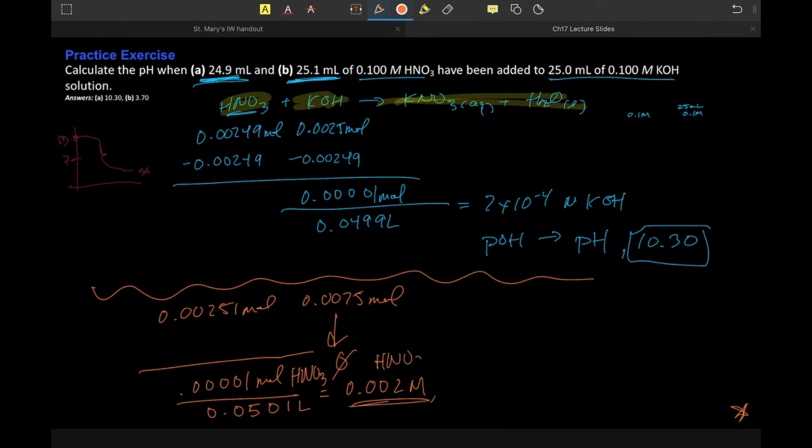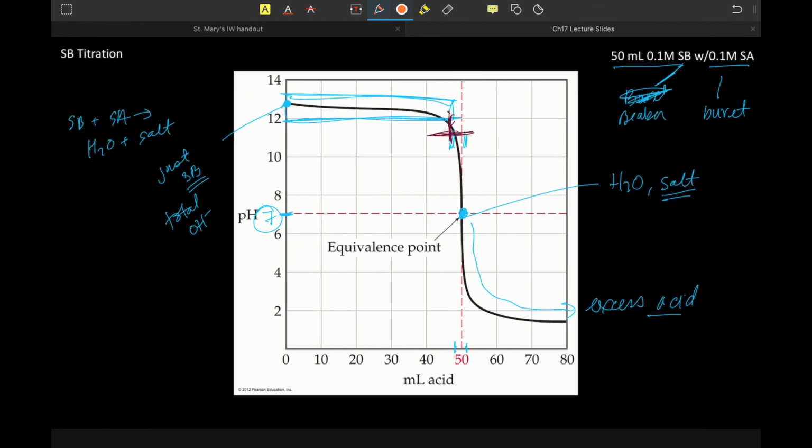Since now we have this, and this is our acid, we don't have to go through pOH. We would just do the negative log of that, and that would give us our pH, which would be 3.70, right? So does that make sense? And that corresponds to this bottom part here, where we would be 3.7, and that's sort of the bottom of that rise. Yes, does that make sense?